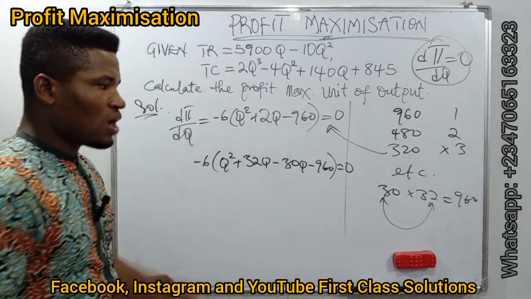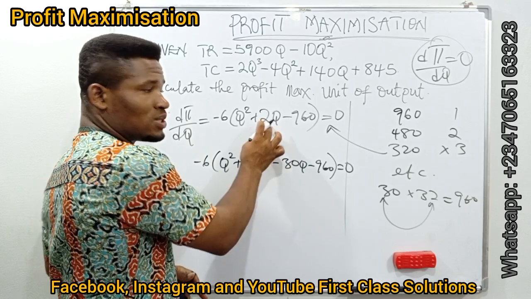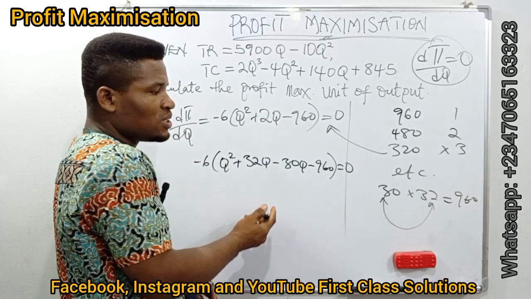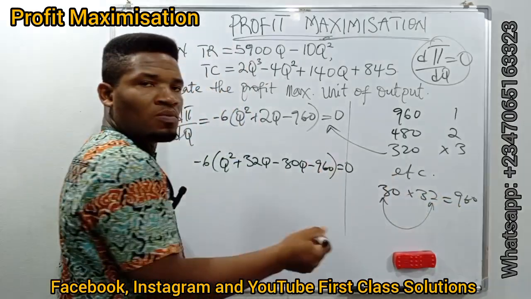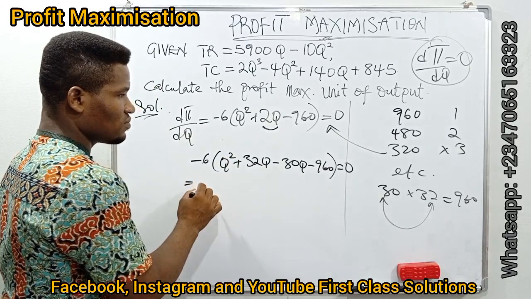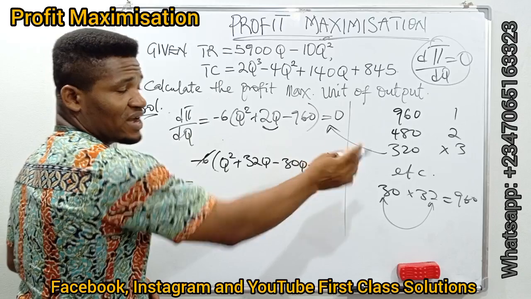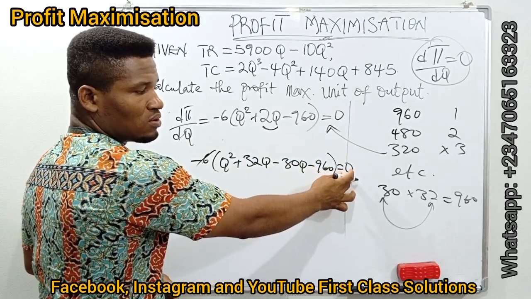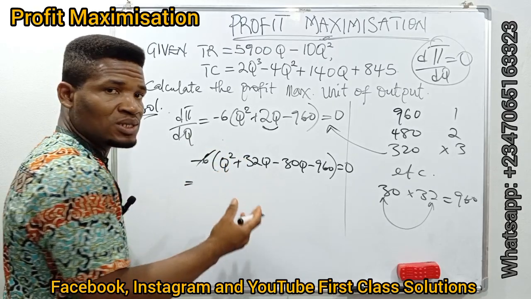Look at what we have. We just simply expanded this. 32q minus 30q still gives us 2q, so nothing changed here. We're just looking at factors of 960 which, when you subtract, give 2q. Further, for simplicity's sake, let's get rid of this minus 6 by dividing through by minus 6, because 0 divided by minus 6 will still give us 0. So eliminating this minus 6 will not change anything.